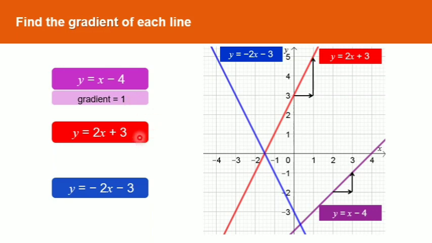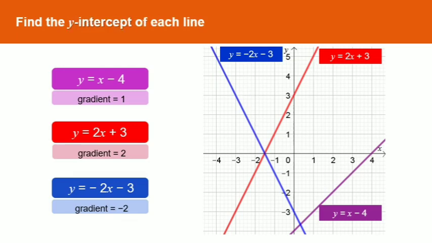Now continue to the red line. Same, we have to draw a simple triangle. And then what is the change in y? The change in y is 2, divided by the change in x, which is 1. So 2 divided by 1 is 2. The gradient is 2. Now the last line. We have to draw a simple triangle again here. The change in y, this is going down, so it is negative 2. And then the change in x is 1. Negative 2 divided by 1 will be negative 2. The gradient is negative 2.